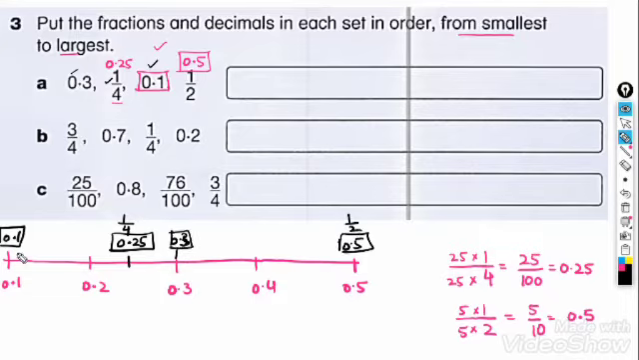Now I will write all of my fractions and decimals in order from smallest to largest. So the smallest one is 0.1. Then comes 1 upon 4. After 1 upon 4, you will put the next one in the sequence, which is 0.3, and the last one, which is 0.5, equivalent to 1 upon 2. So this is how you will do the rest of your questions.